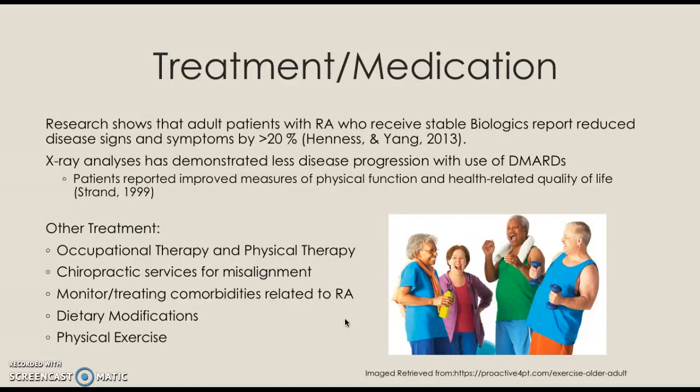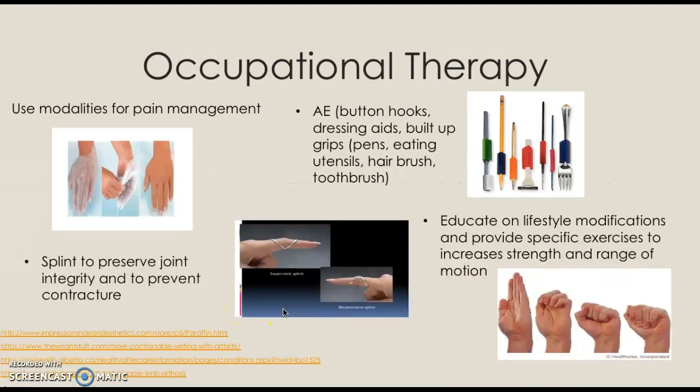Other treatment methods include occupational therapy and physical therapy, chiropractic services for misalignment, monitoring and treating comorbidities related to RA, dietary modifications, and physical exercise. Dietary modifications mainly include incorporating anti-inflammatory foods into your diet. So you want to have a lot of protein, fiber, omega-3, and things like that, antioxidants, and you want to avoid a lot of sugary foods.